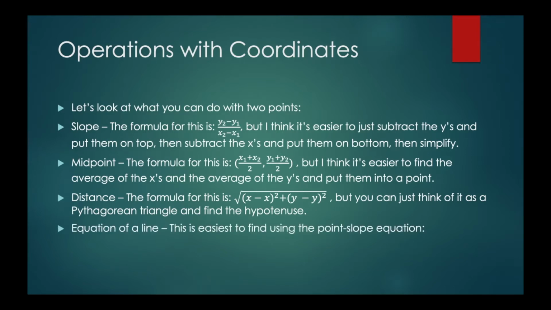Next, the equation of a line. And when I say the equation of a line, I'm almost always talking about it in slope-intercept, y equals mx plus b. But I think it's easiest if you're given 2 points to find the equation of a line by using something called the point-slope equation.